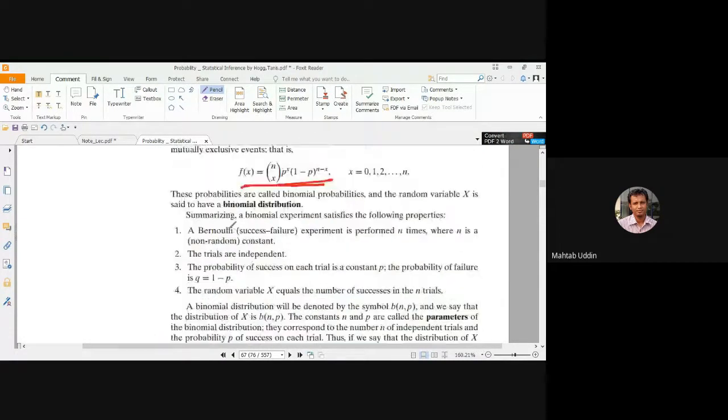As I have said, the Bernoulli experiment is performed n times. The n is constant. Trials are independent, and the probability of success on each trial is constant. That is, it cannot be changed. And the random variable x equals the number of successes.